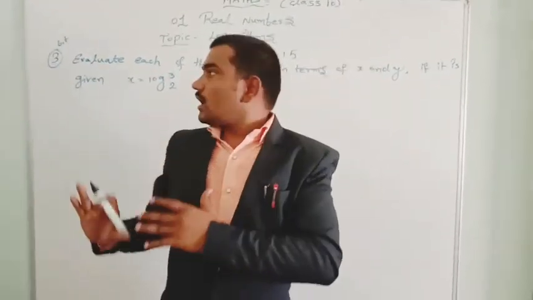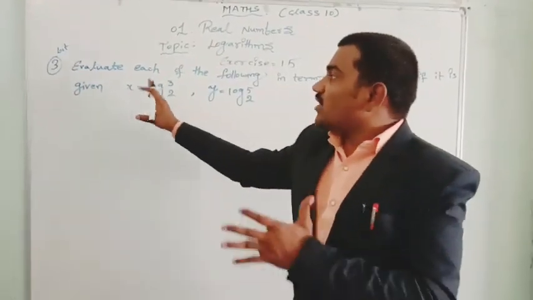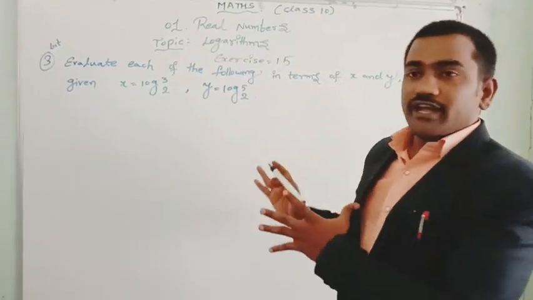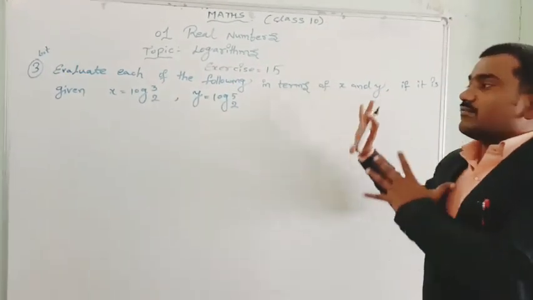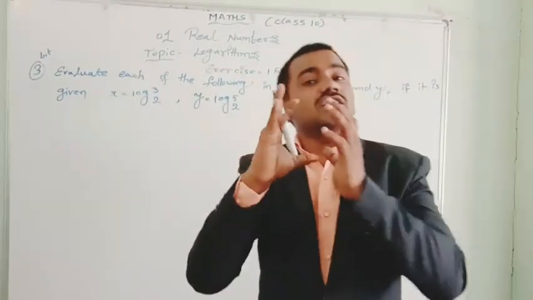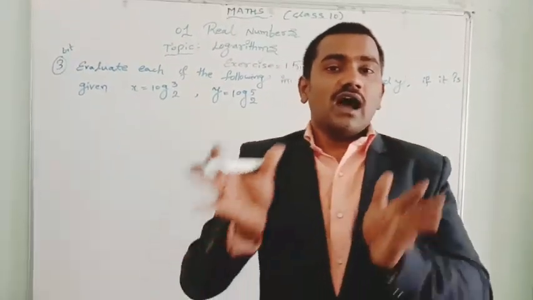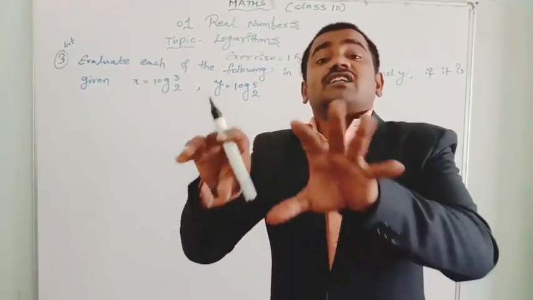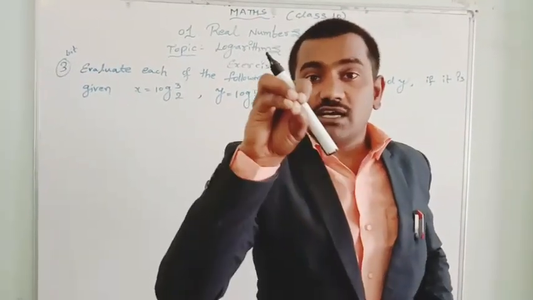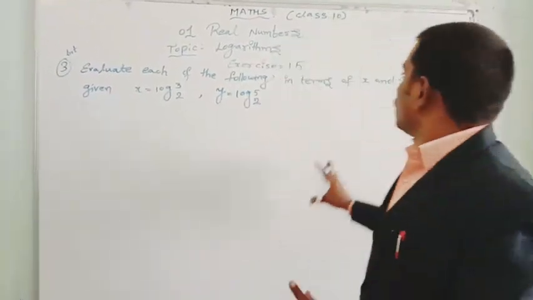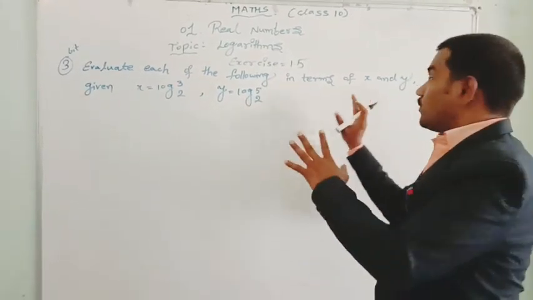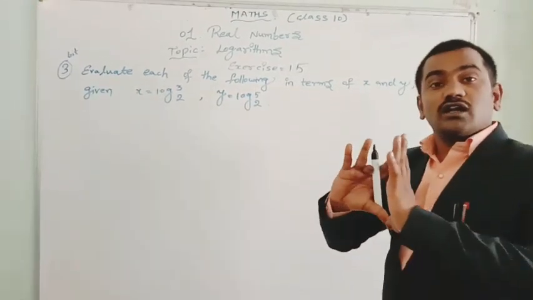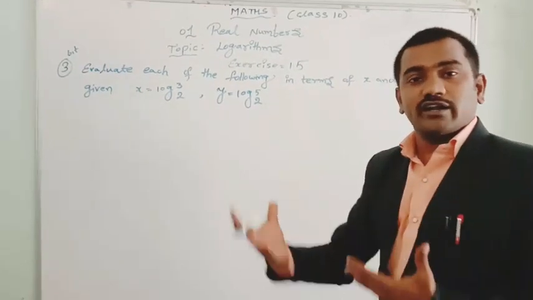So this is the third bit now. Let's see what the third bit is. Evaluate each of the following in terms of x and y. That means the answer needs to be expressed in the form of only x and y, either x plus y or x minus y, x divided by y or x into y, whatever. We need to show the answer in terms of only x and y, not in terms of logarithm, not in terms of numerical.